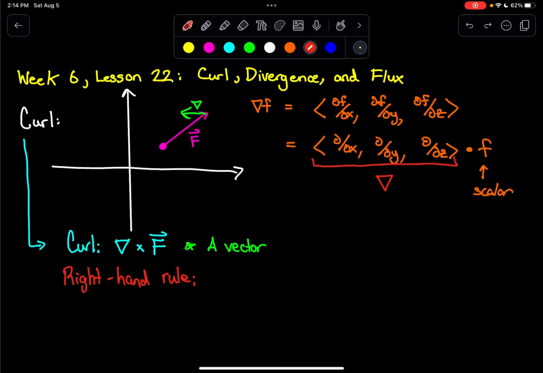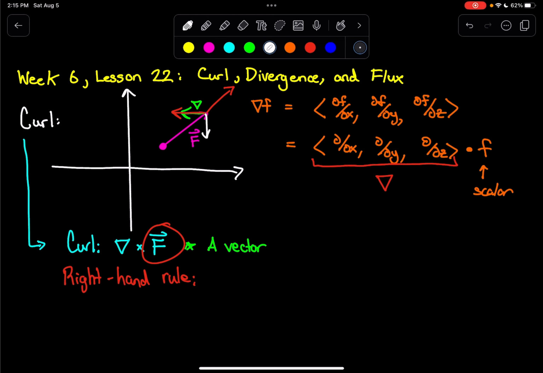So you're going to point your second finger in the direction of F, okay? And if you do this, the direction that your thumb ends up pointing in gives you the normal vector, okay? So for this case, if I point my first finger in this direction and I point my second finger in that direction, my thumb is going to end up pointing straight down. It's going to point down like this, okay?